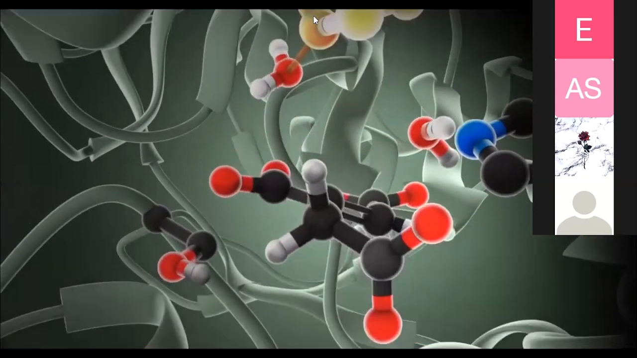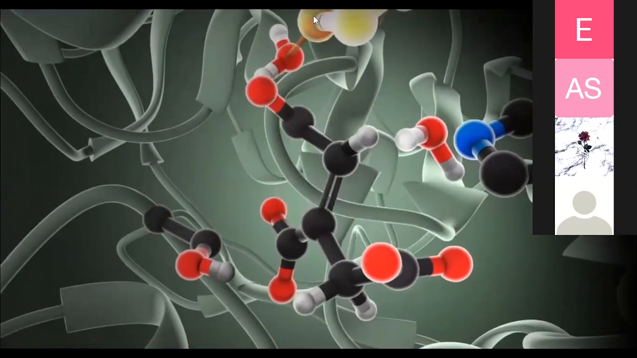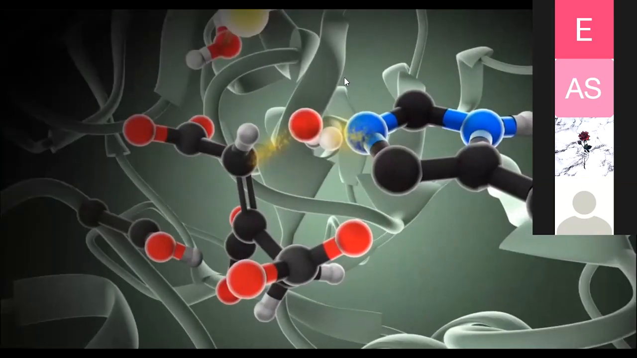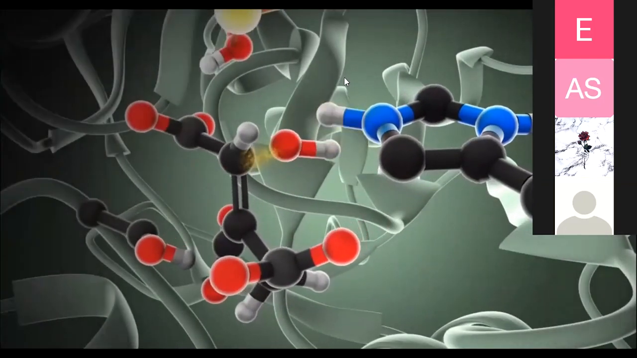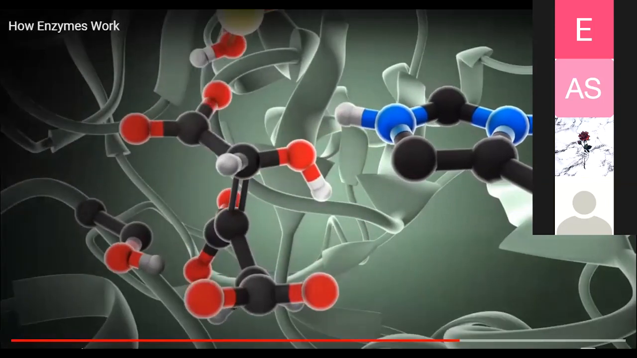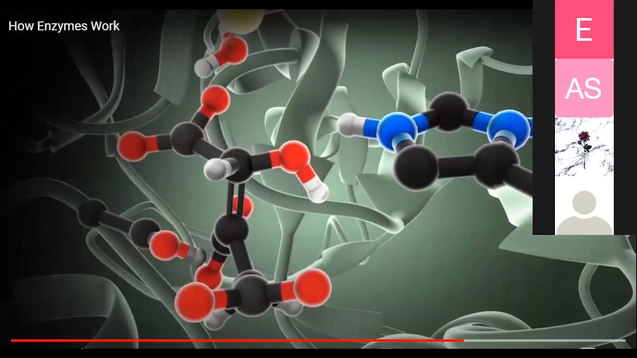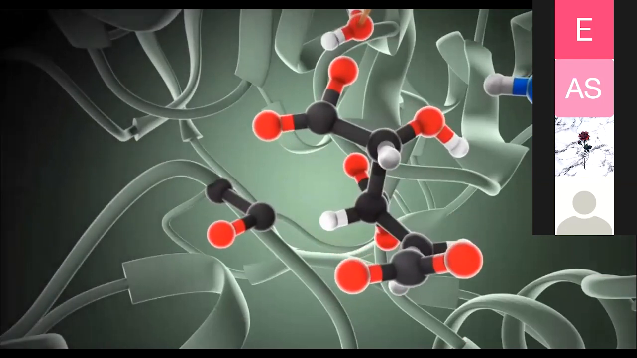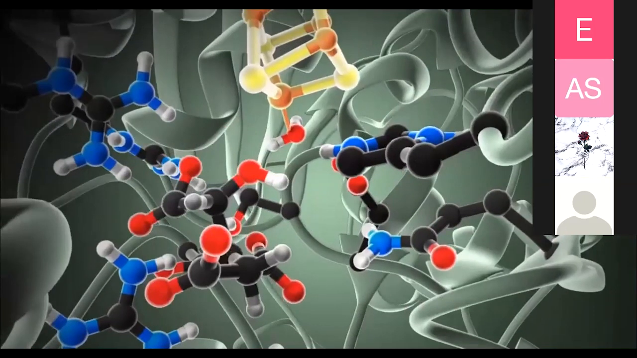Cis-aconitate then flips upside down, and the complementary hydration reaction is performed. In this step, histidine grabs a hydrogen atom from a passing water molecule, placing the resulting hydroxyl group back onto the substrate. Serine then returns its hydrogen atom, and the final product isocitrate is released.